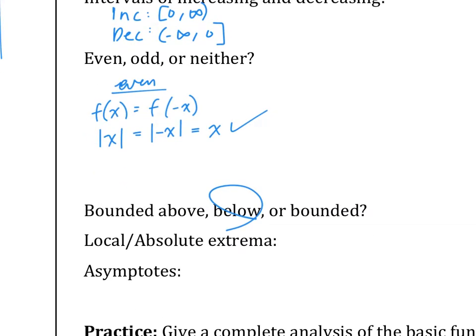So let's come back to Caleb. Where is the local or absolute extrema? An absolute minimum at 0. Yes, 0, 0. And then Amelia, asymptotes. Oh, no, there is none. So this graph is continuous, and usually continuous graphs have no asymptotes. So this one has no asymptotes.